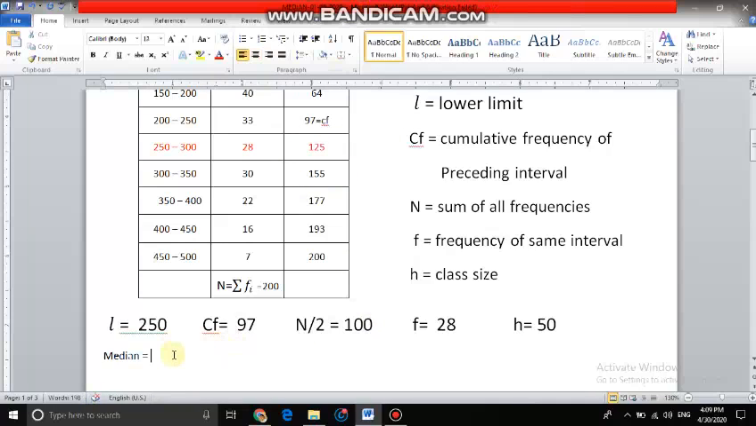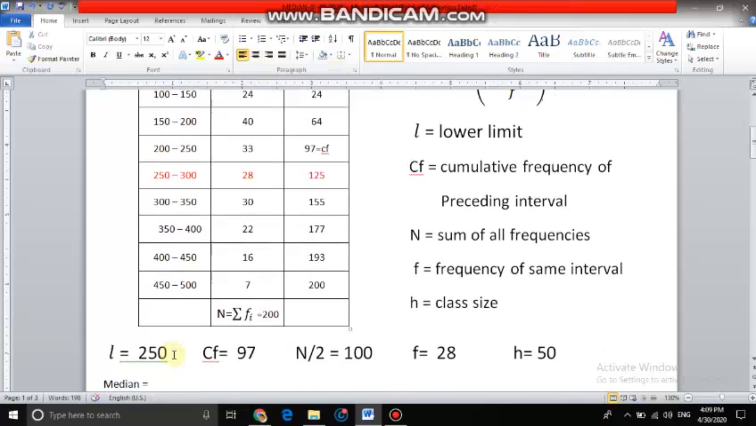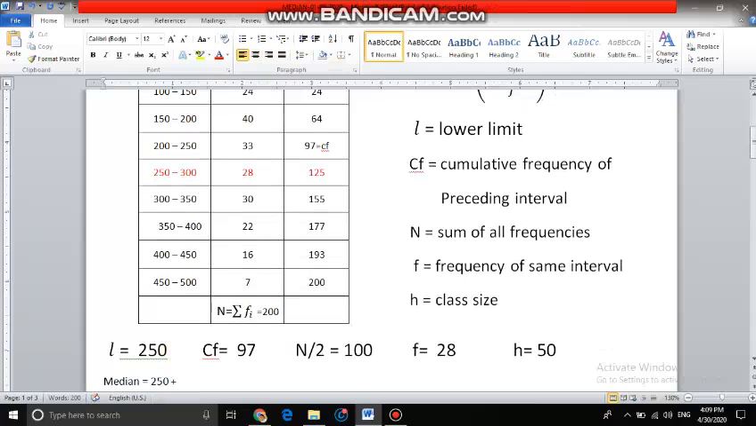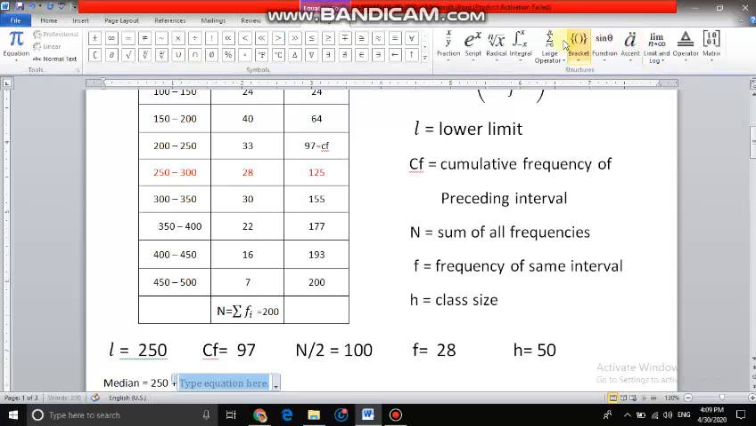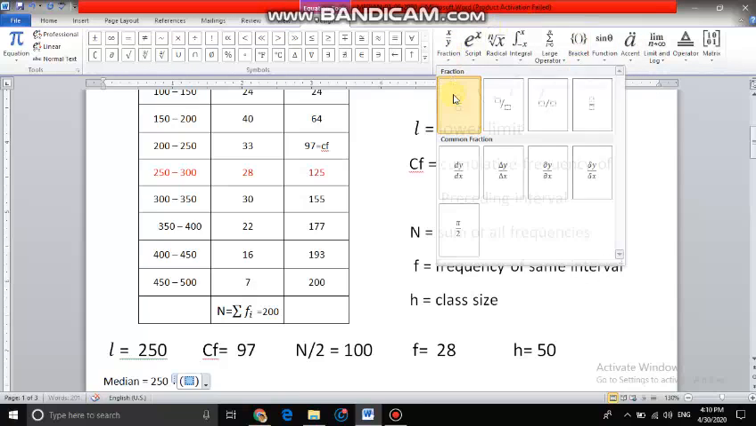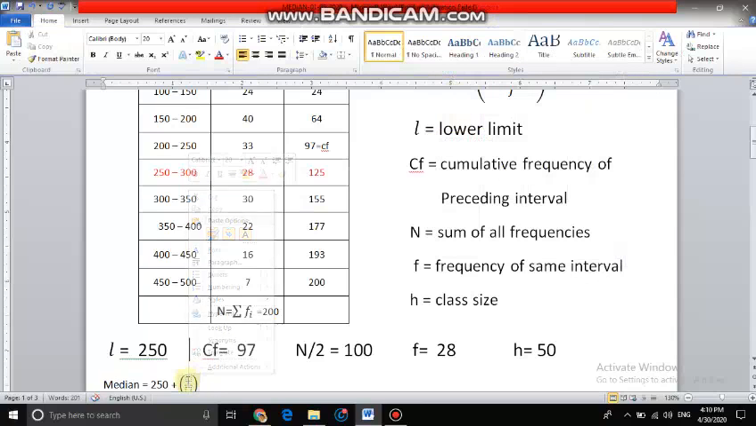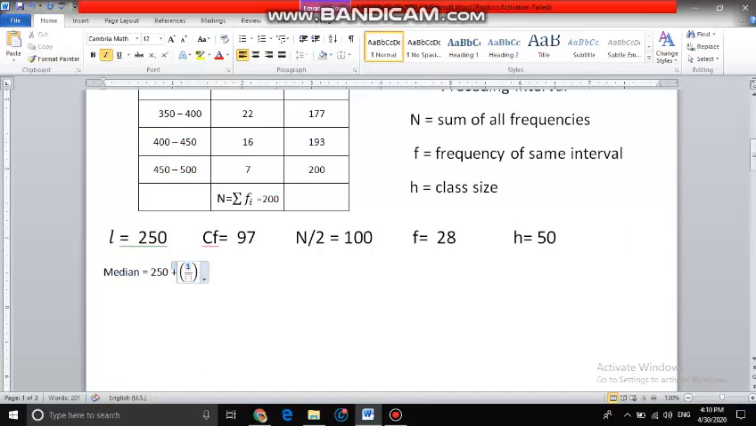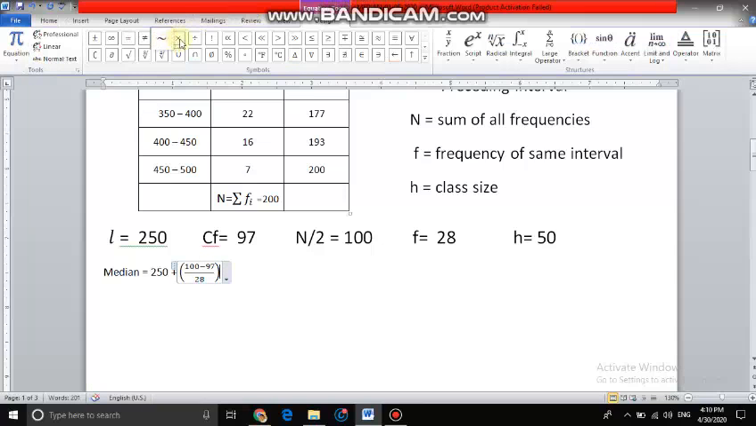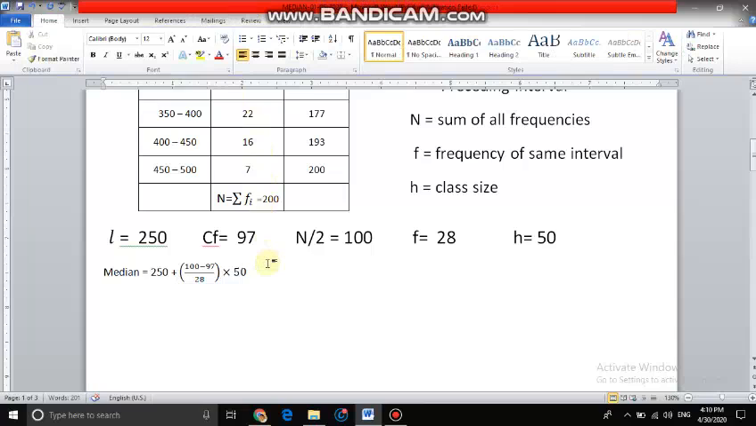After getting this value, now you can substitute. The formula of median is L plus, L is 250, plus N by 2, which is 100, minus CF, which is 97, and F, the frequency, which is 28, and this entire thing is multiplied with H. So what is the H value? It is 50.